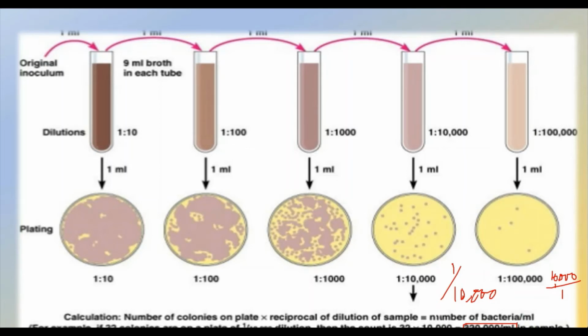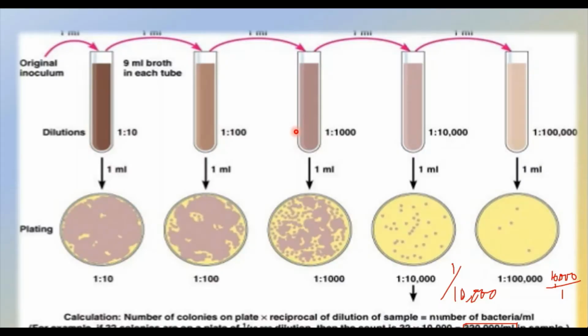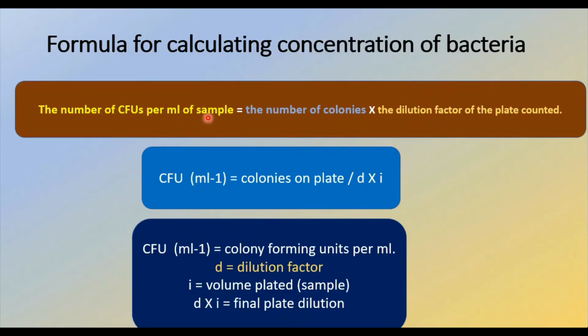Then moving to the formula and the accurate calculation. So here is the formula for calculating the concentration of the bacteria: the number of colony forming units per ml of a sample is equal to the number of colonies, that means how many colonies you got, divided by the dilution factor of the plate counted. So whatever you have calculated, that you are supposed to take.